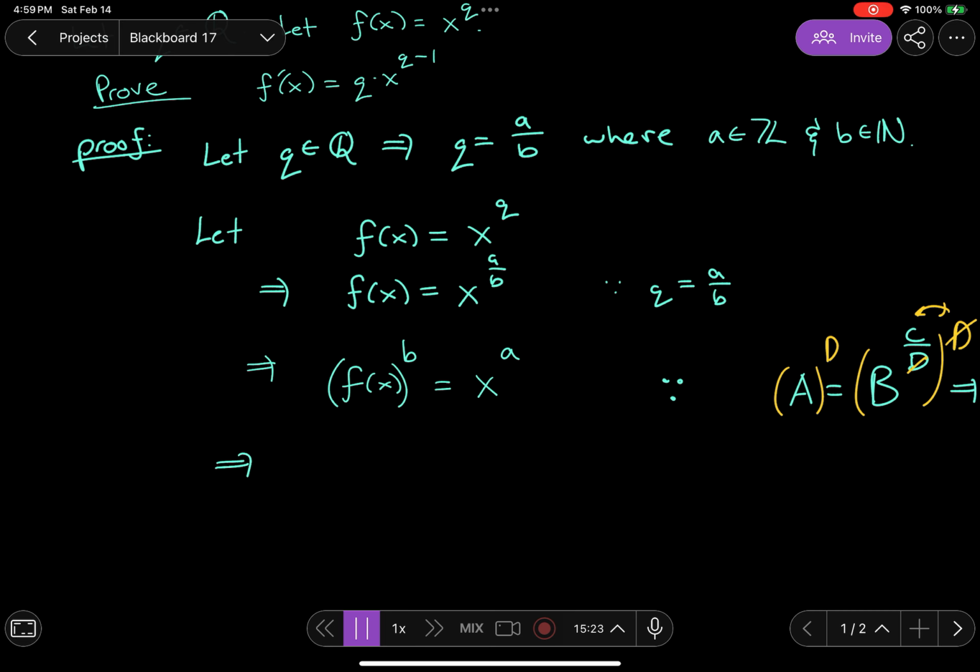On the left-hand side, I take the derivative of the outside function. That's going to be b times f of x raised to the b minus 1. Oh, but excuse me, I then have to apply the chain rule and multiply by the derivative f prime of x. Notice, that is what I'm actually solving for. I'm trying to show that this thing right here is Q times x to the power of Q minus 1. So I want to isolate this.